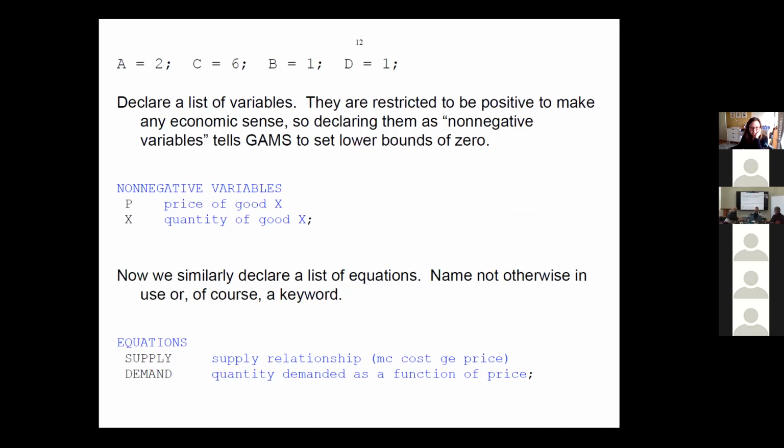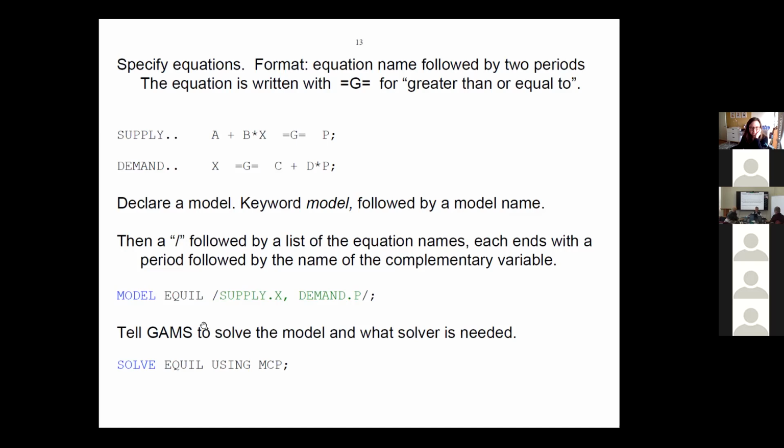So 2 non-negative values, price and quantity, and 2 equations, supply and demand. Notation for specifying those equations: in our supply, A plus BX, that's marginal cost, greater than or equal to price. Demand: X greater than or equal to C plus DP, so supply greater than or equal to demand. Then the keyword model, I just called it equal. 20 years ago, I think you could only use 7 characters.